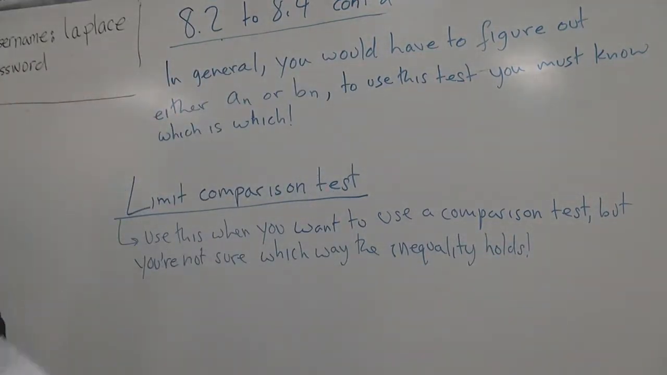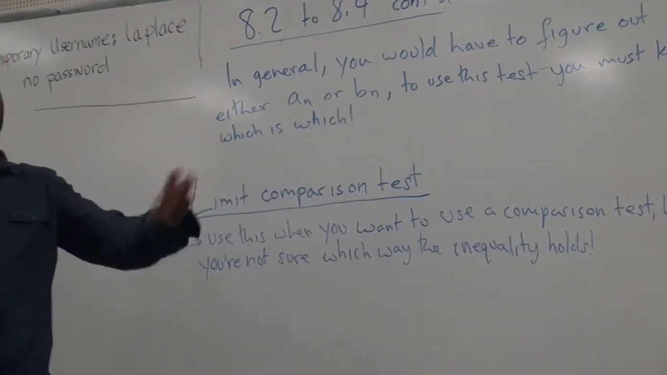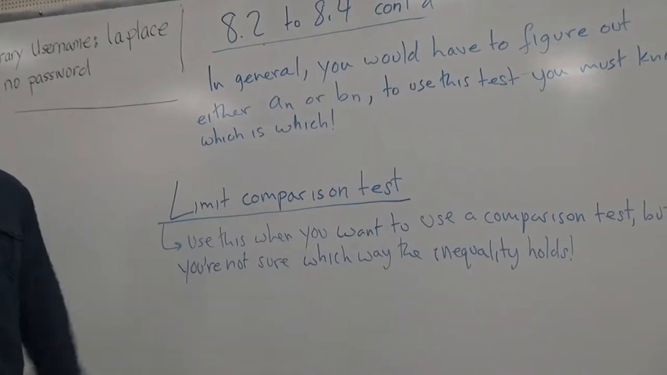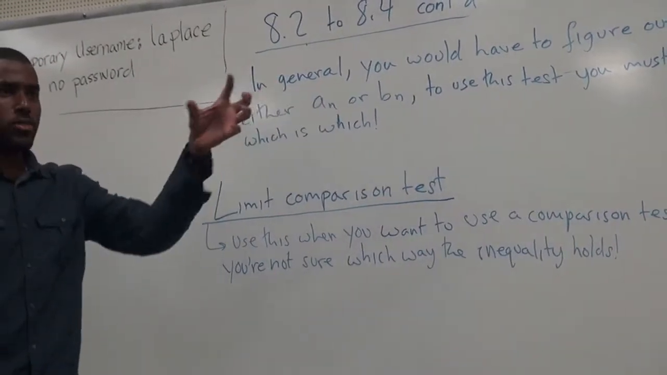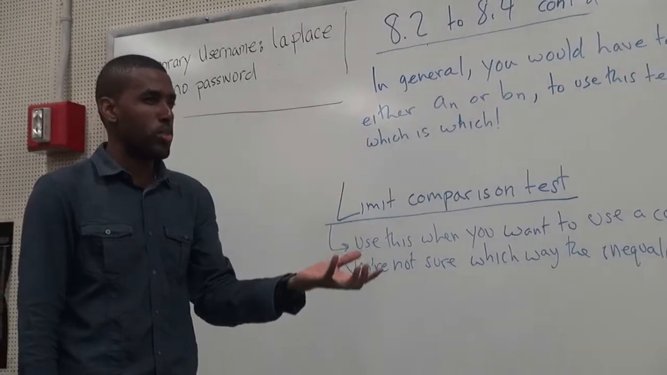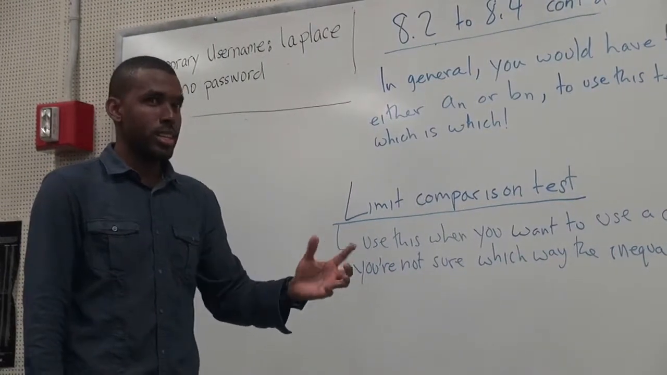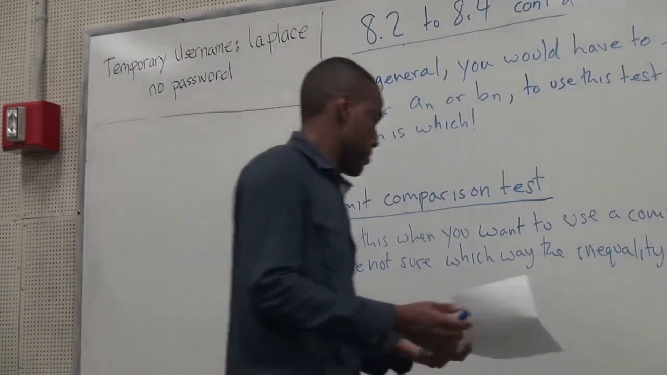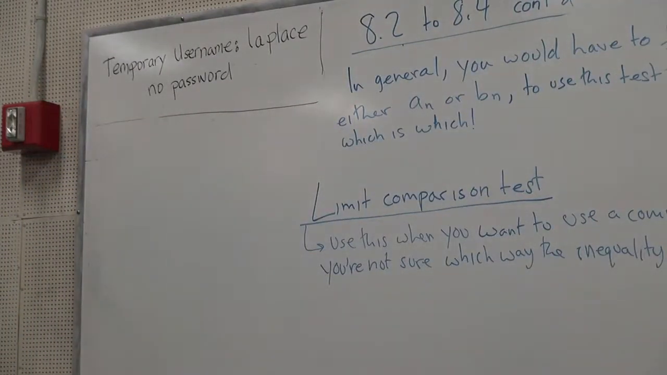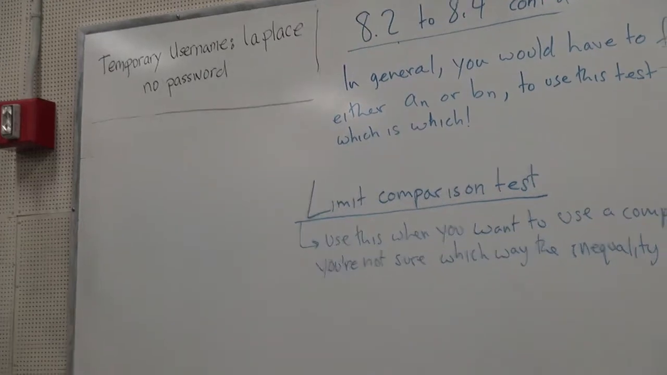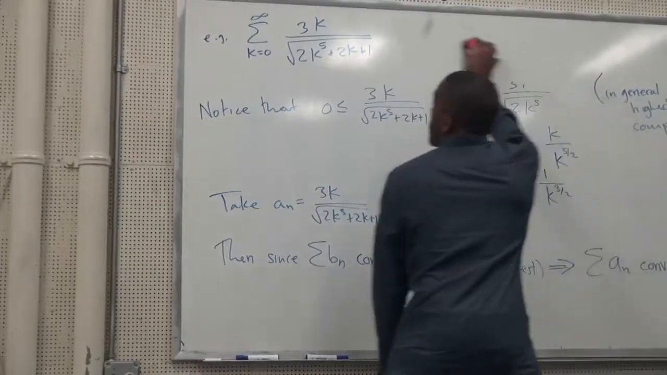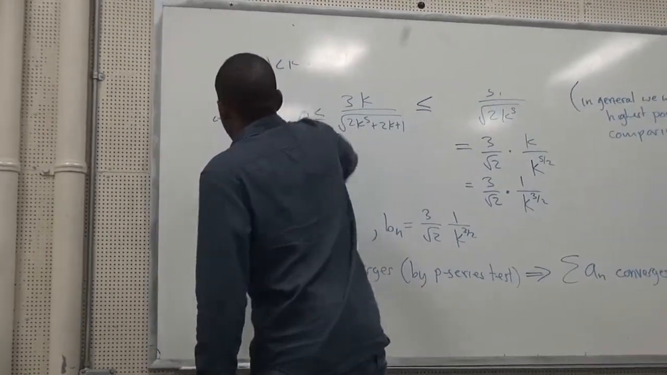So the comparison test is nice, but you actually have to know about that inequality, right? You have to know that there's an an and a bn and which one is bigger, right? There are cases where you want to use a comparison test, but then when you actually tweak your function, you're not sure if you got something that's bigger or smaller, right? In that case, you can use the limit comparison test. So this is like a comparison test, but you don't have to know how the inequality fits together. You can still use a comparison. So let me give you an example of that.